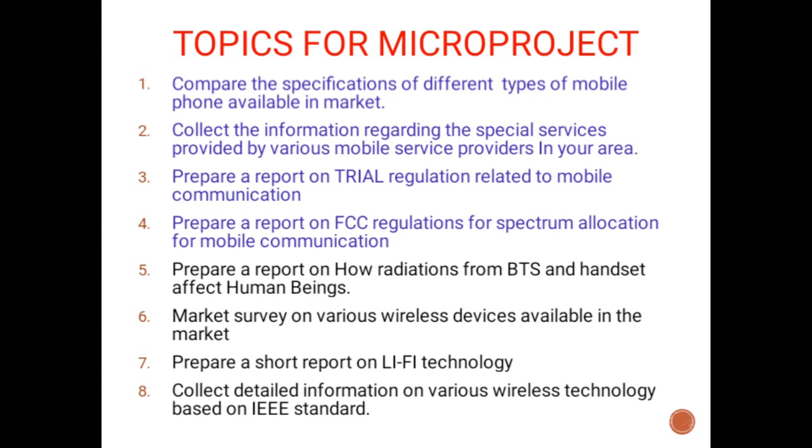Next is to prepare a report on FCC regulations for spectrum allocation for mobile communication. For this project, you have to prepare a report on FCC regulation, the Federal Communications Commission, which has some acts for spectrum allocation for mobile communication. Next is to prepare a report on how radiations from BTS and handset affect human beings. Next is a market survey on various wireless devices available in the market. For this project, you have to do a market survey for new wireless devices and prepare a report on it.